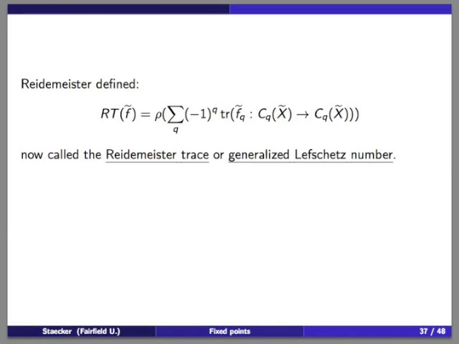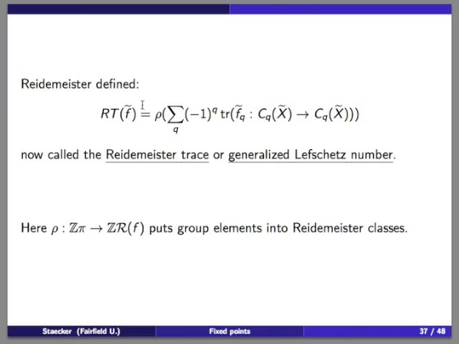All right? So this is now called the Reidemeister trace, and like I said, it's the same as the Lefschetz number, but you do it in the covering space. And instead of getting an integer, you get a Z pi element, an element of the group ring. This is the Reidemeister trace, sometimes called the generalized Lefschetz number also, because it's like the Lefschetz number, but you do it on the covering space. I didn't mention this rho here, which is around the whole thing. It changes the group elements into Reidemeister classes. So the rho just combines all of the group elements by their twisted conjugacy classes. All right. This is the Reidemeister trace.